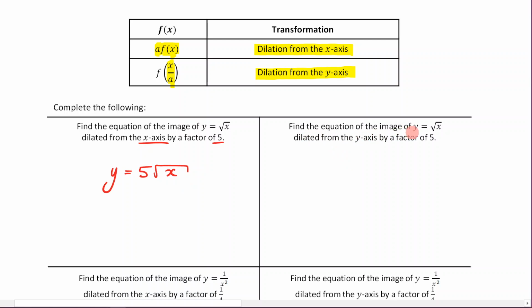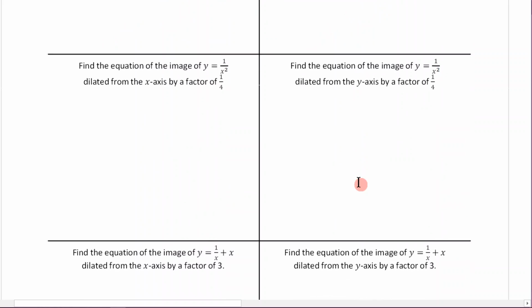Find the equation of the image of y equals the square root of x dilated from the y-axis by a factor of 5. So here we're dealing with this one right here. What we're going to do is sub into the x position, x over what the factor is. So I'm going to get y equals the square root, and then into the x position, I'm going to sub in x over 5. And that's my answer. Let's now do some more examples.